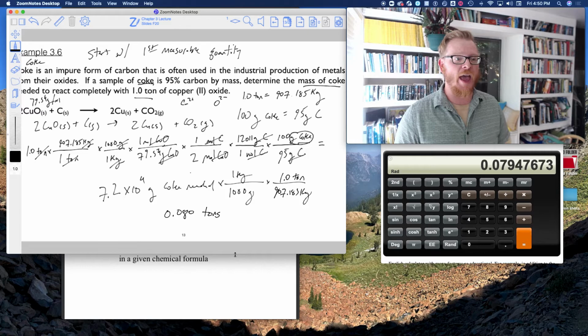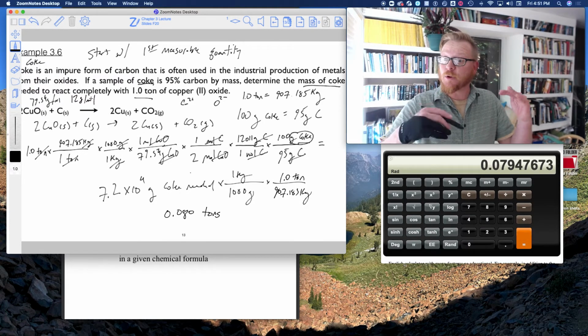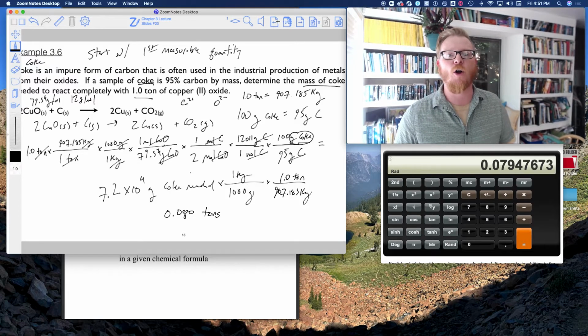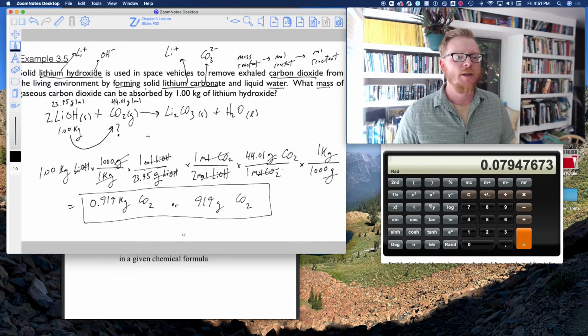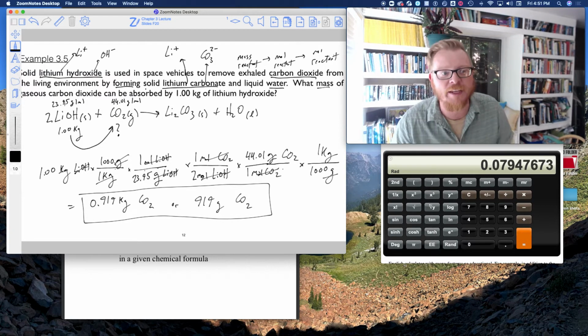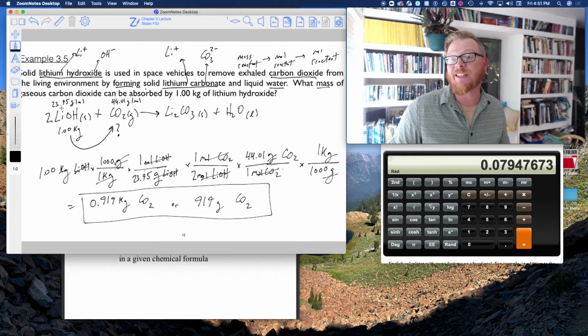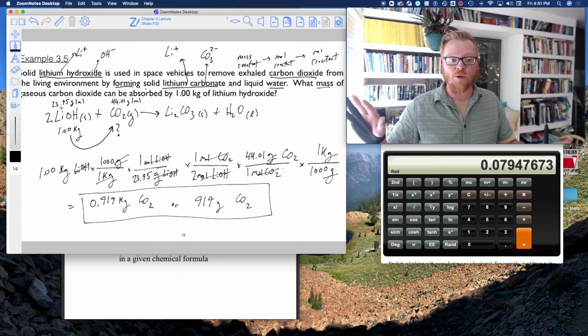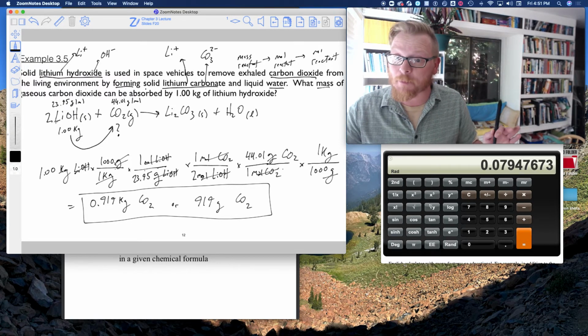Okay? So there's a pretty big difference in that mass. And the reason for that is because, look, copper 2 oxide is almost 80 grams per mole, but carbon is only 12 grams per mole. So that's why there was such a big difference there, right? Like if I go back to this lithium hydroxide problem, look, lithium hydroxide is about 24 grams, but carbon dioxide is 44 grams in 1 mole. But I need 2 of these for every 1 of these. So 2 times 24 is about 46.